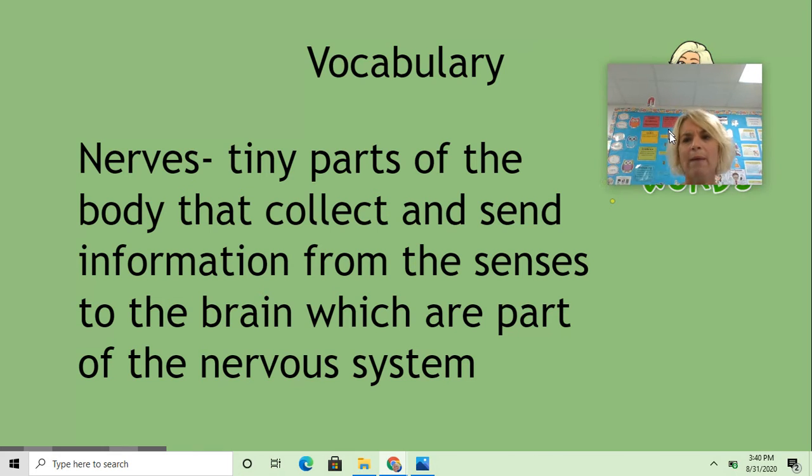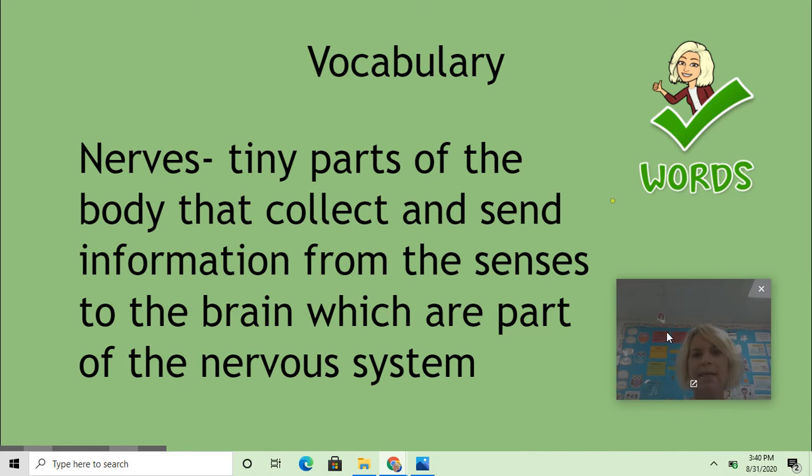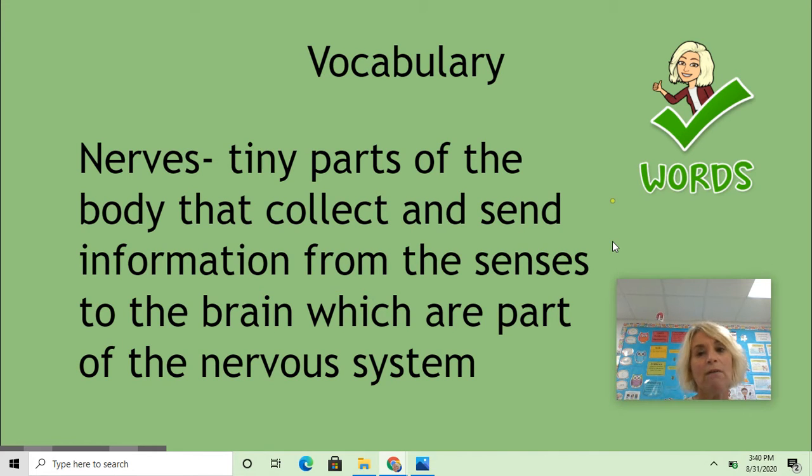So our vocabulary word today is nerves. Nerves are the tiny parts of the body that collect and send information from the senses to the brain, which are part of the nervous system. So that's what the nerves are. They gather all that information from the body and they send a message to the brain.